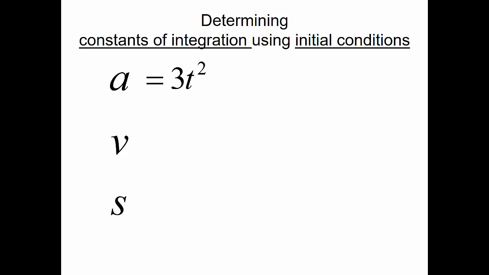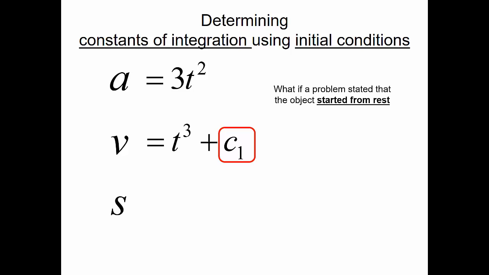We have an acceleration function of 3t squared, and we have a velocity function of t cubed plus c1. What if the problem said that the object started from rest? That would mean that the initial condition is that the velocity is 0 at time equals 0. If we plug in 0 for the velocity and 0 for the time, then we would find that our constant c1 is also equal to 0. So we would be able to eliminate it from this equation.